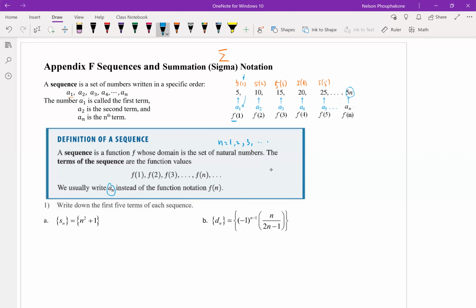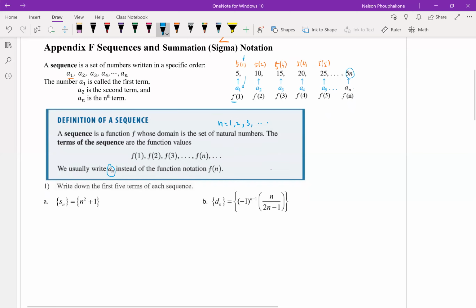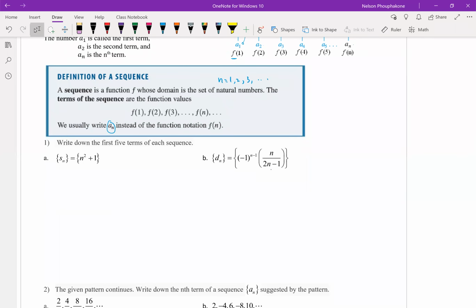Okay. So now let us look at our first example. I would like to write down the first 5 terms of each sequence. Okay, so for part A, the sequence name is s of n, and it is equal to n squared plus 1. So in this case, if I want to write down s of 1, now remember, we only need to write down the first 5 terms, right?